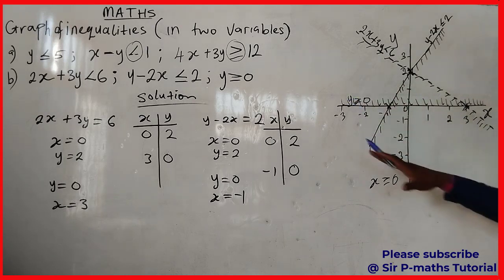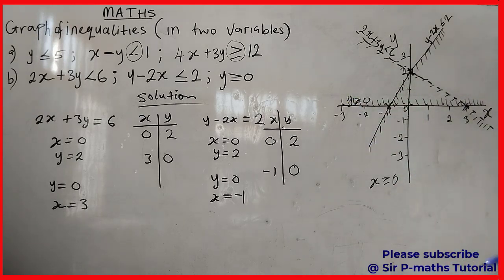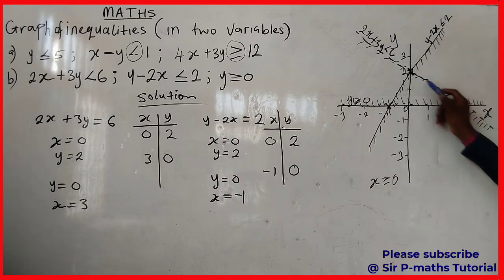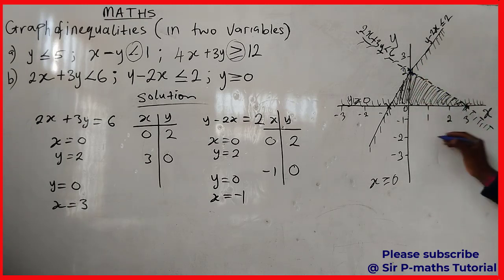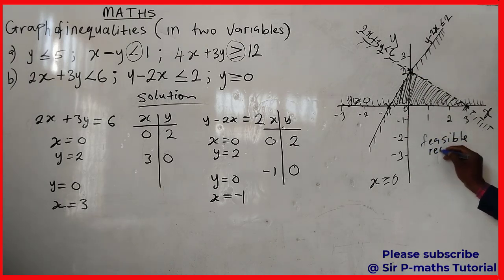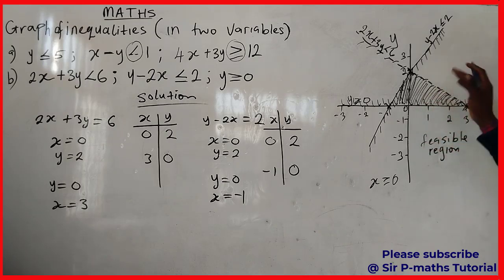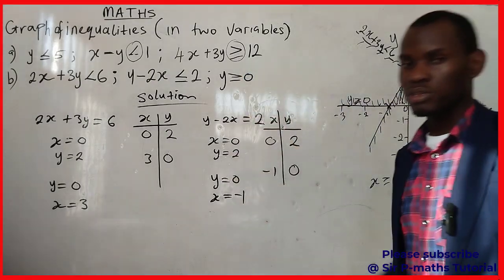The next thing you do is to check out for the region produced by the 3 inequality lines, which is inside here. We now shade it well. The side produced by the shading, where you have common to all the shadings. Alright, so this is my region produced by the three inequalities, which we call the feasible region. Okay, so this is the graph of this second inequalities.